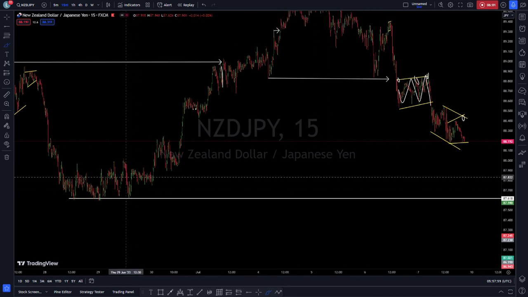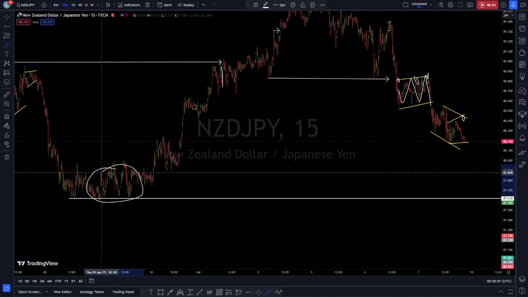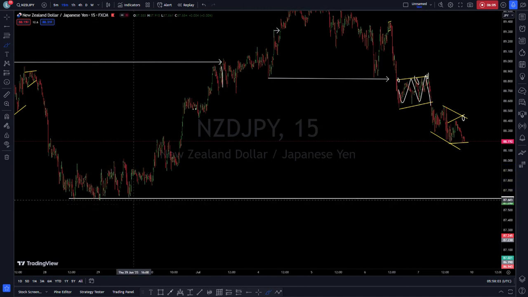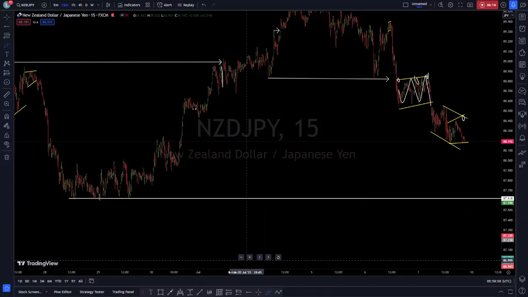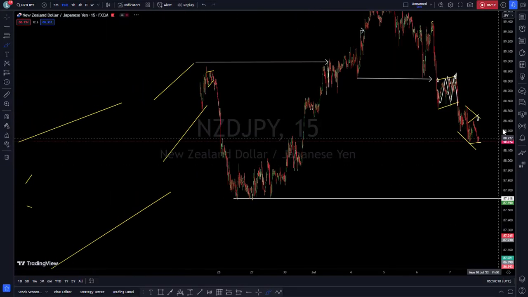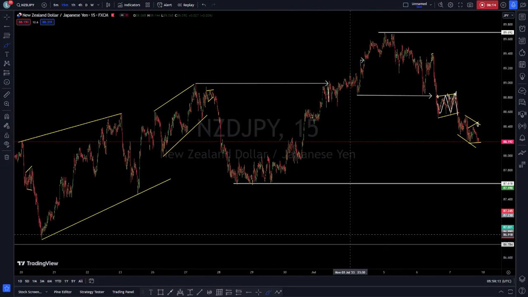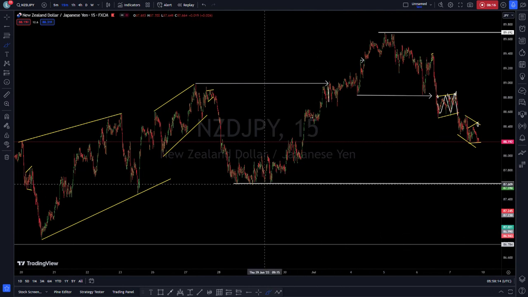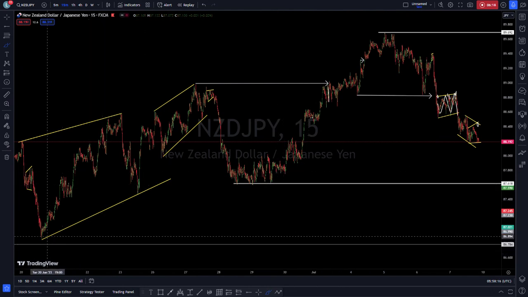You can see now it is approaching a value area. Now it might start reacting, and so now we will have to be very, very careful. It might still break this low, this value area, and come back to tag this low here. So that's all for NZDJPY.